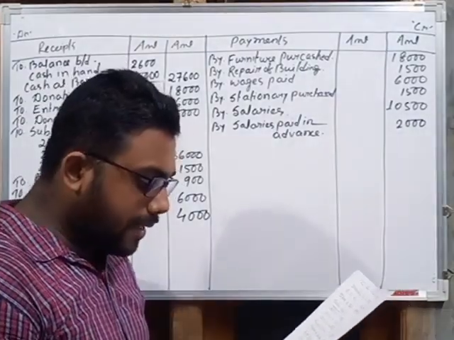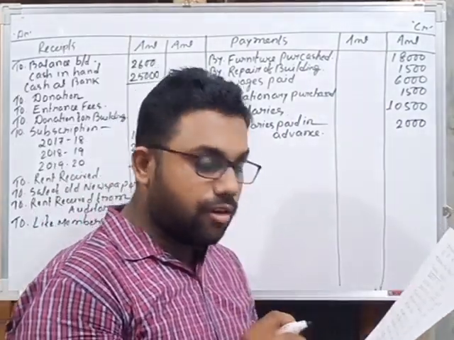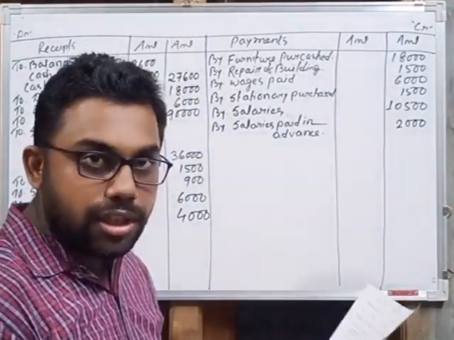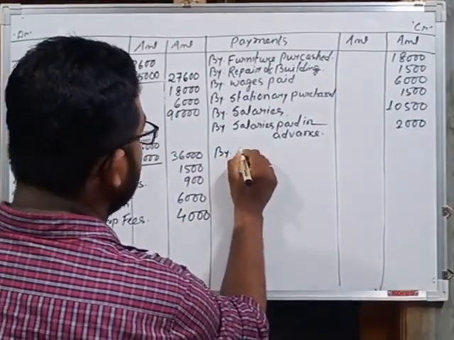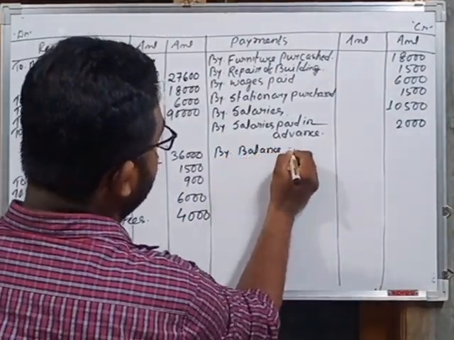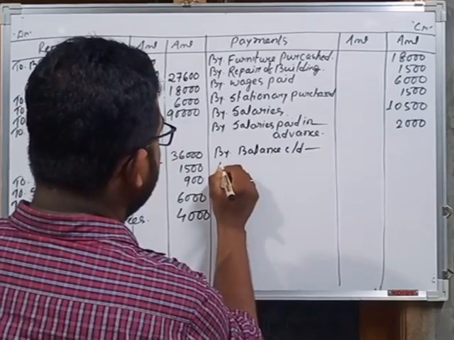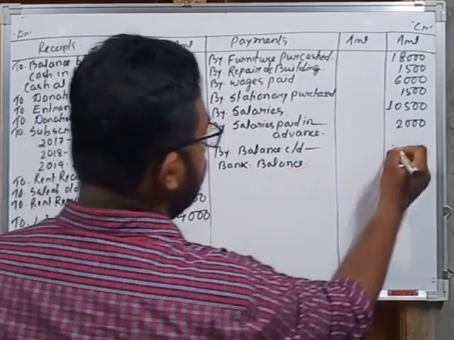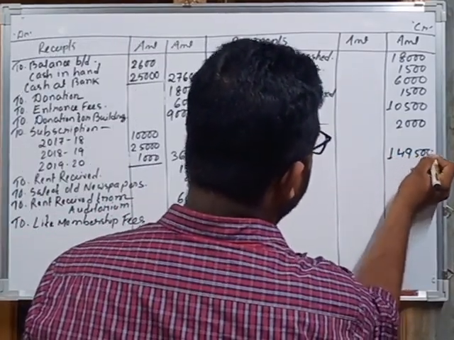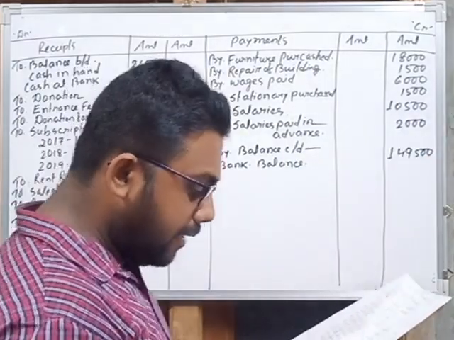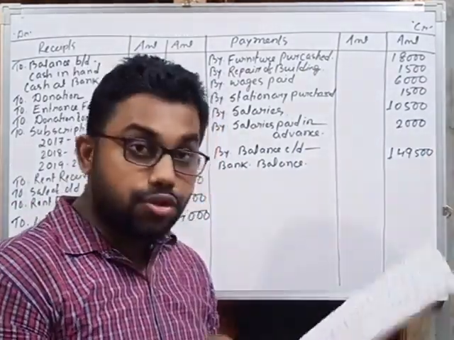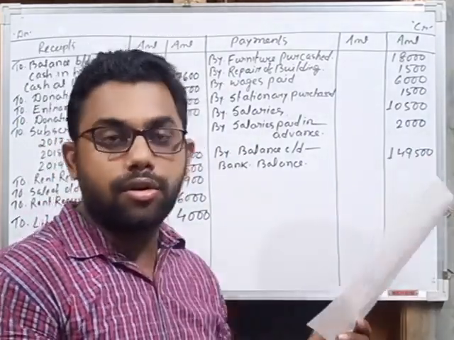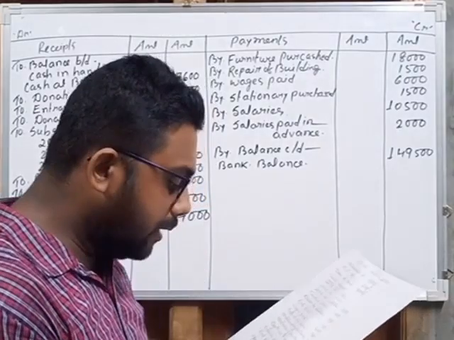And another one is balance at bank, but before the balance of bank we have to write that it is the closing balance. So by balance c/d, bank balance 1,49,500. Last one is the stationery in hand as on 31st March 2019. So it is an asset, it is not a cash or bank balance, not a cash payment or a cash receipt, so it will not come in the receipt and payment account.